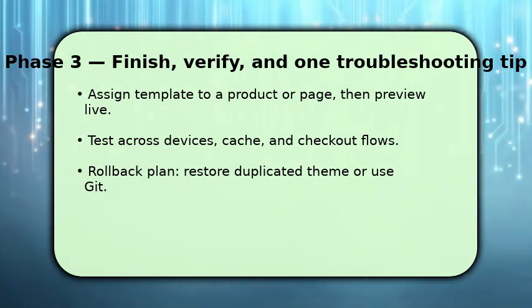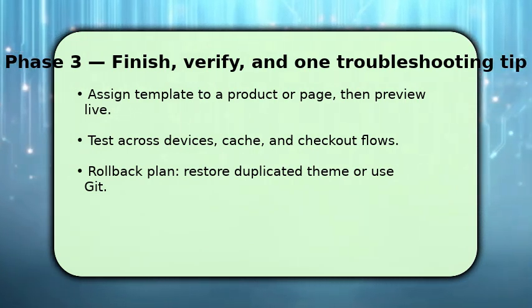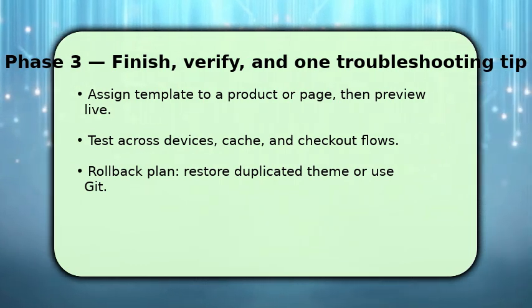If something breaks, restore the duplicated backup theme or revert commits. This single rollback tip saves downtime when Liquid errors or asset paths fail during publish.